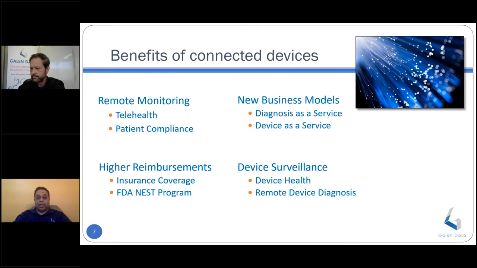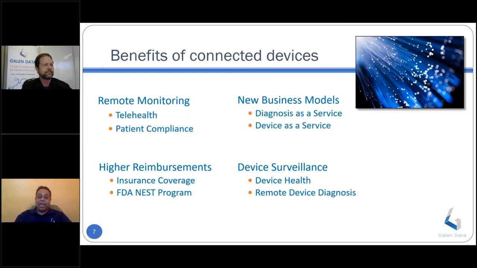When your device is connected, it can be used in any kind of remote monitoring environment, whether it be telehealth or just patient compliance monitoring. Telehealth, obviously, in the current environment, is very useful. And even after the pandemic, hopefully, goes away, I think remote diagnosis or remote monitoring is going to continue. There were already factors in play before the pandemic to move toward remote monitoring of patients, especially in homes. Patients need to be monitored much more often, instead of coming in to the clinics at a much higher frequency, so you do a lot of remote monitoring instead.